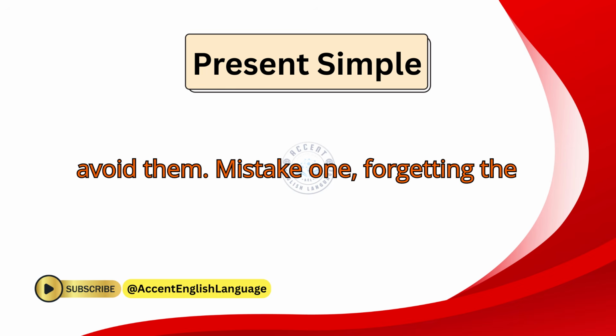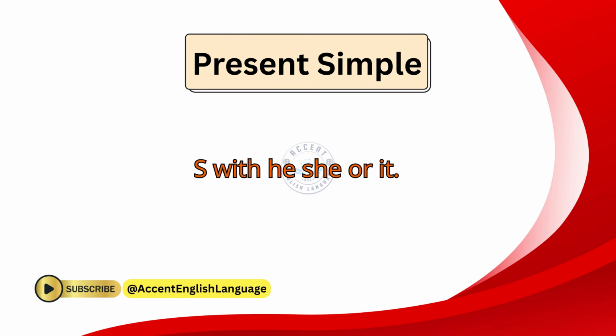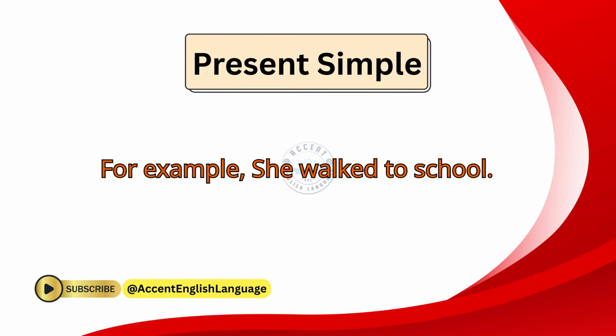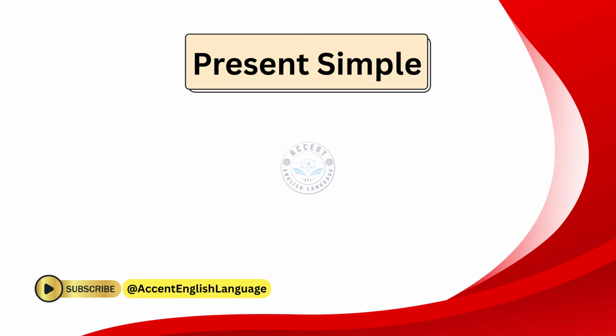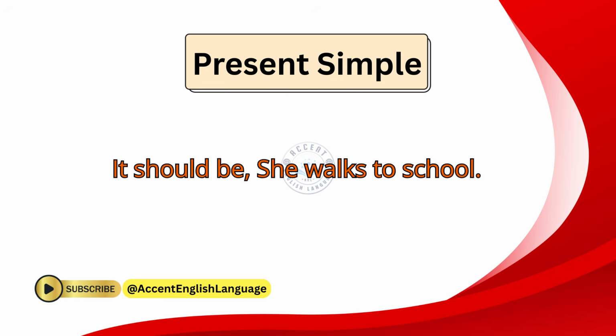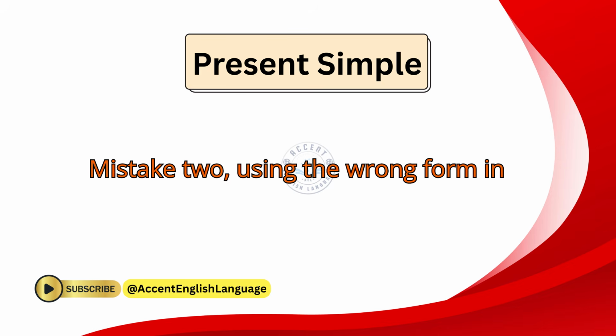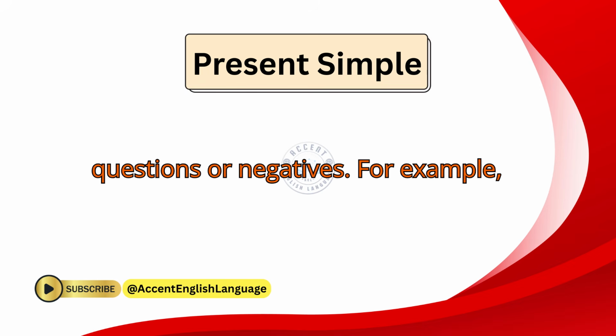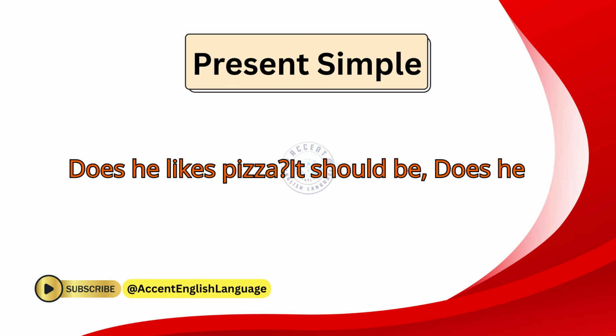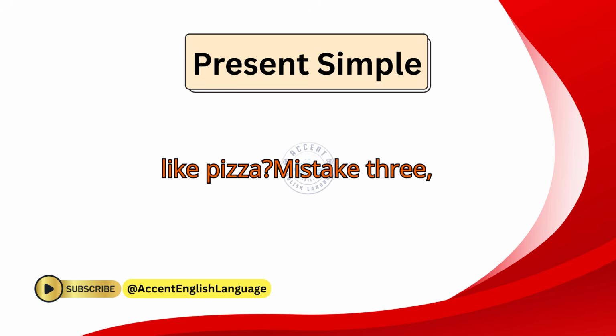Mistake 1. Forgetting the s with he, she, or it. For example, she walked to school. It should be, she walks to school. Mistake 2. Using the wrong form in questions or negatives. For example, does he likes pizza? It should be, does he like pizza?